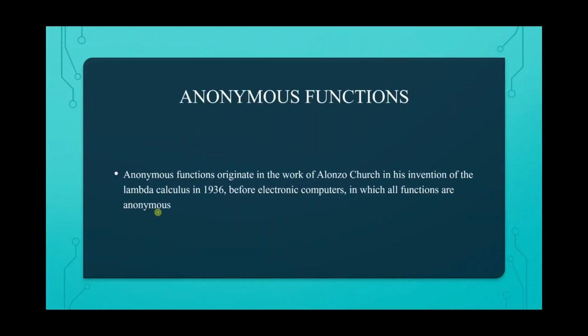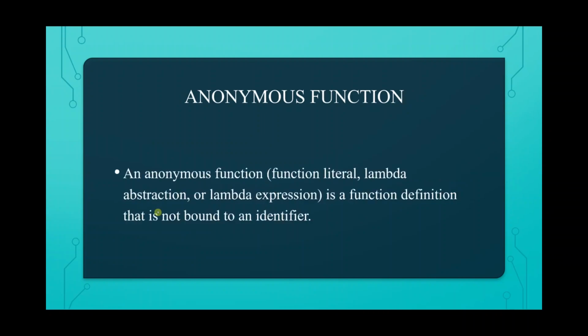Okay, let's talk now about anonymous functions. Anonymous functions originate in the work of Alonzo Church and his invention of the lambda calculus in 1936. Those were way before electric computers, in which all functions are anonymous. So an anonymous function, also called a function literal, lambda abstraction, or lambda expression, is a function definition that is not bound to an identifier. Because it's anonymous, there is no identifier, right?